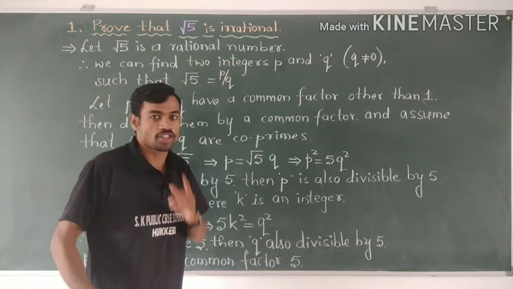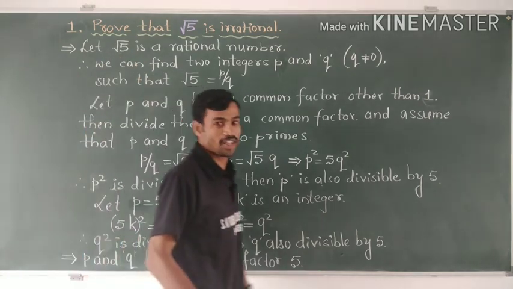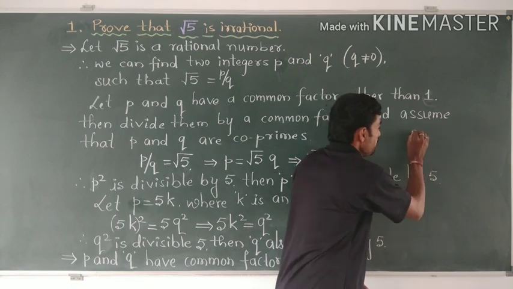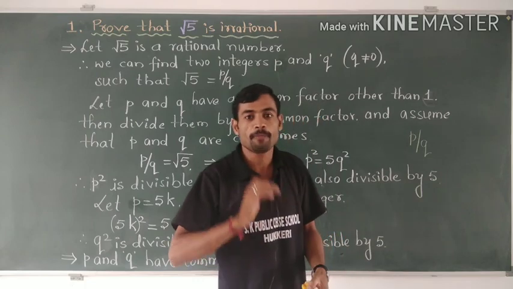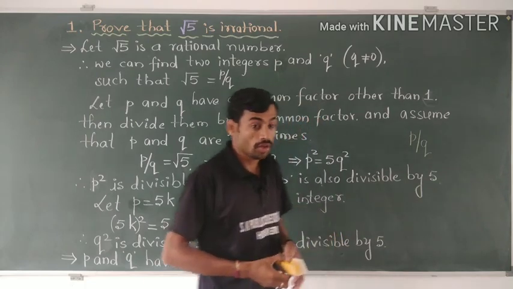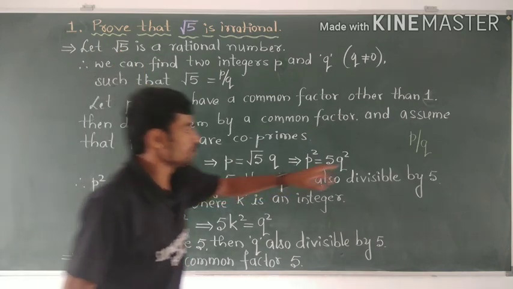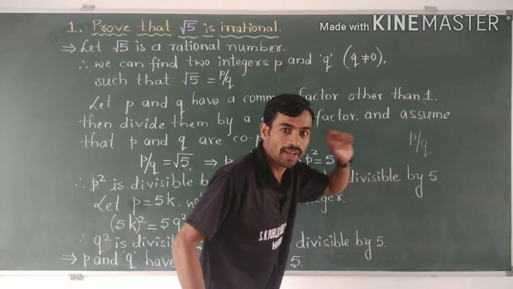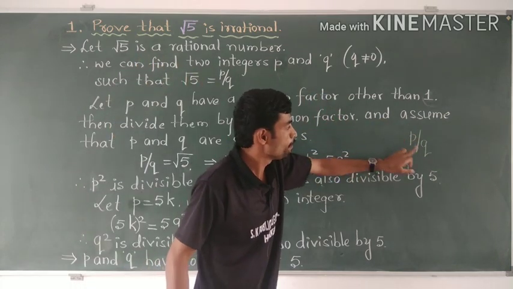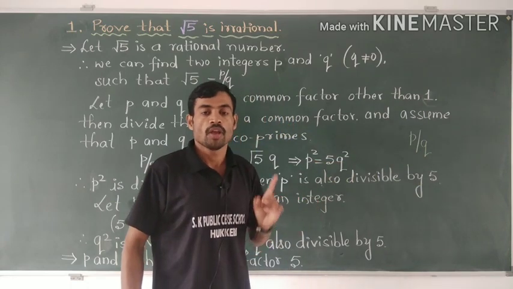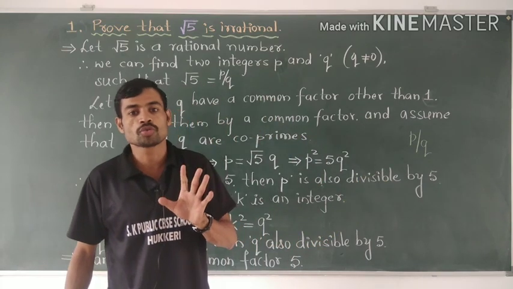If root 5 is a rational number, then it can be expressed in the form p by q. So if root 5 is a rational number, then root 5 can be expressed in p by q form, where p and q are integers and q is not equal to 0.